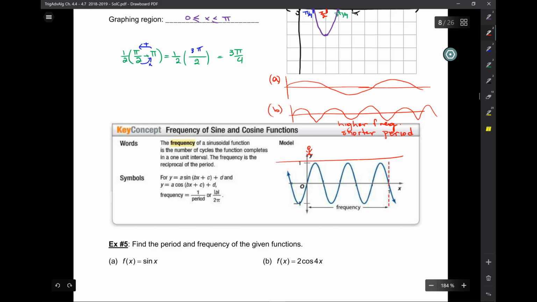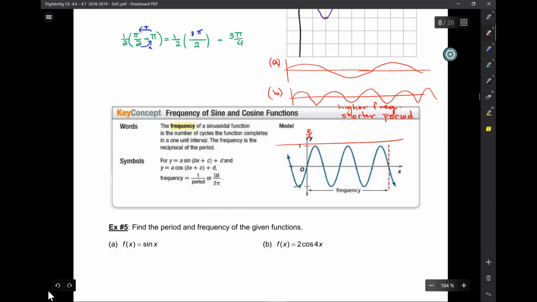Okay? Again. So how did we find period? 2 pi over B. Period is 2 pi over B. Guess what frequency is? B over 2 pi. It's the reciprocal. It's a freebie on your test. Once you get the period, flip it around.